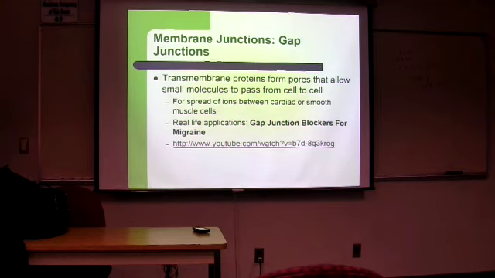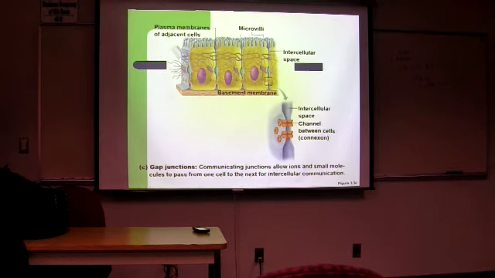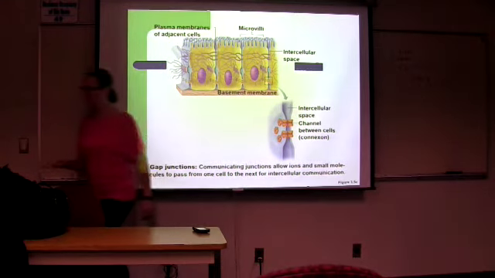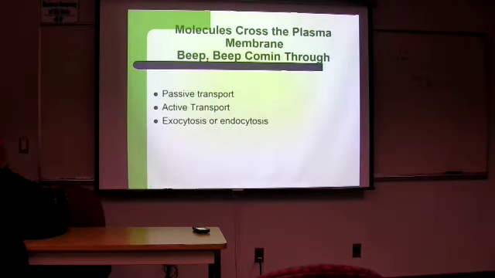I haven't looked that up for a while, to be honest with you. Gap junction blockers for migraine, it blocks the transmission of those substances. So, if you want to look at that, you can. And you can see there's that channel from cell to cell. Okay? Any questions on any of that?